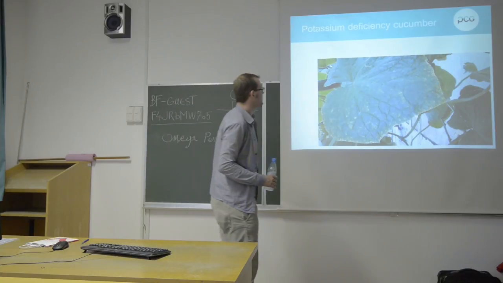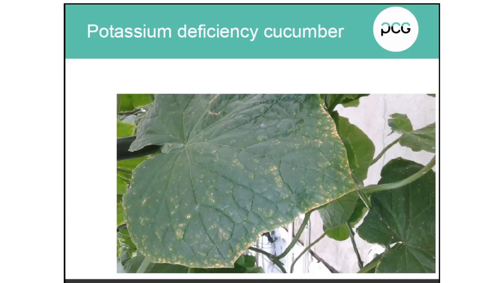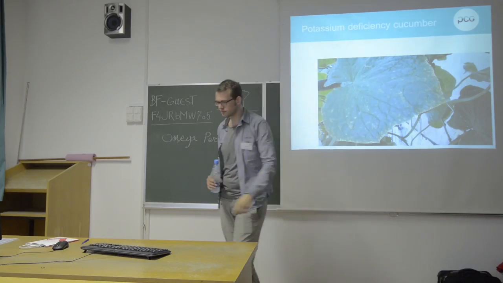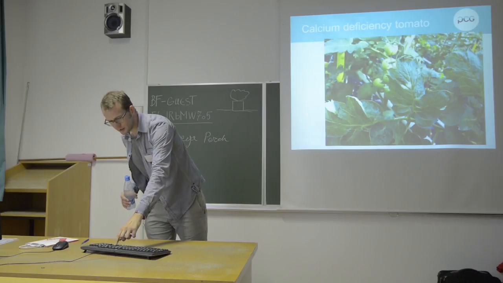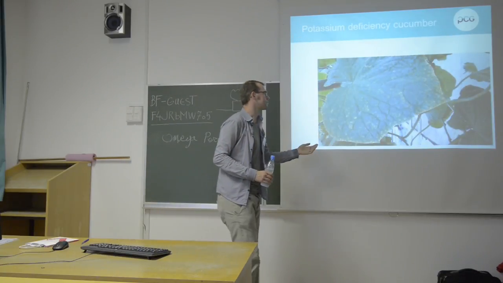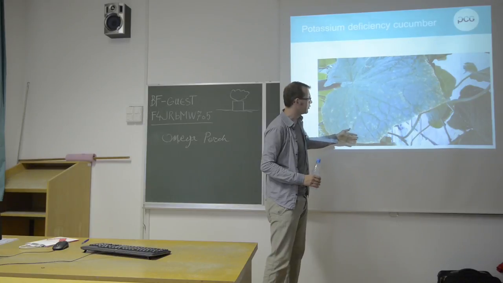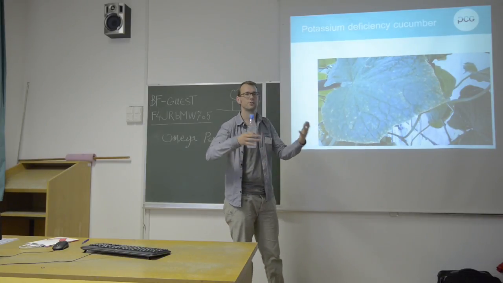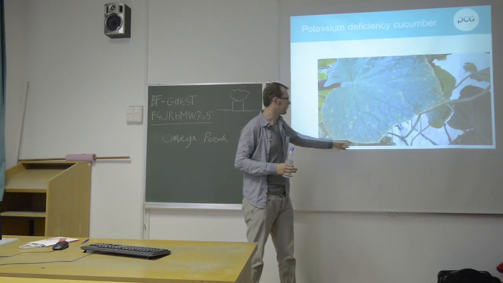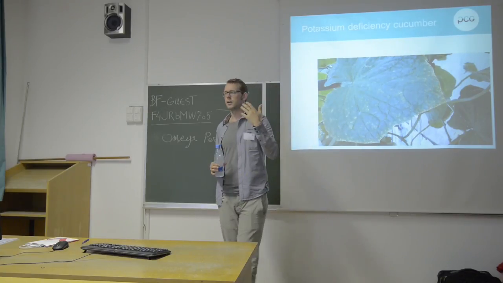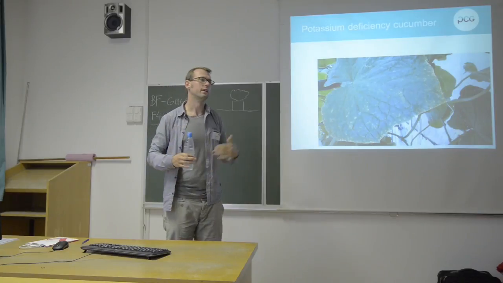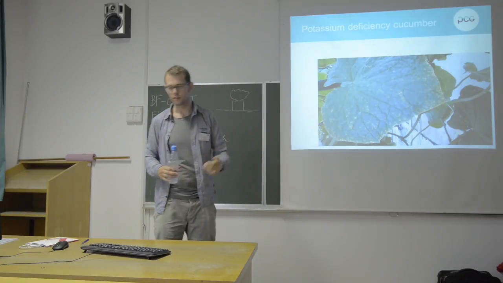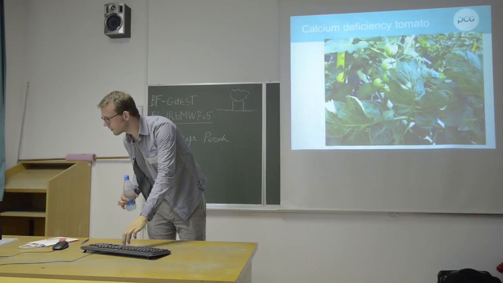Another symptom of potassium deficiency is necrosis, or dying off of the edges of the leaf. And you can say, okay, why is this a problem? Because you don't lose a lot of photosynthetic area in your plant, but those dead edges of the leaves are a basis for fungi to grow on, and then they will grow further on your healthy leaf, and eventually your plant will die.